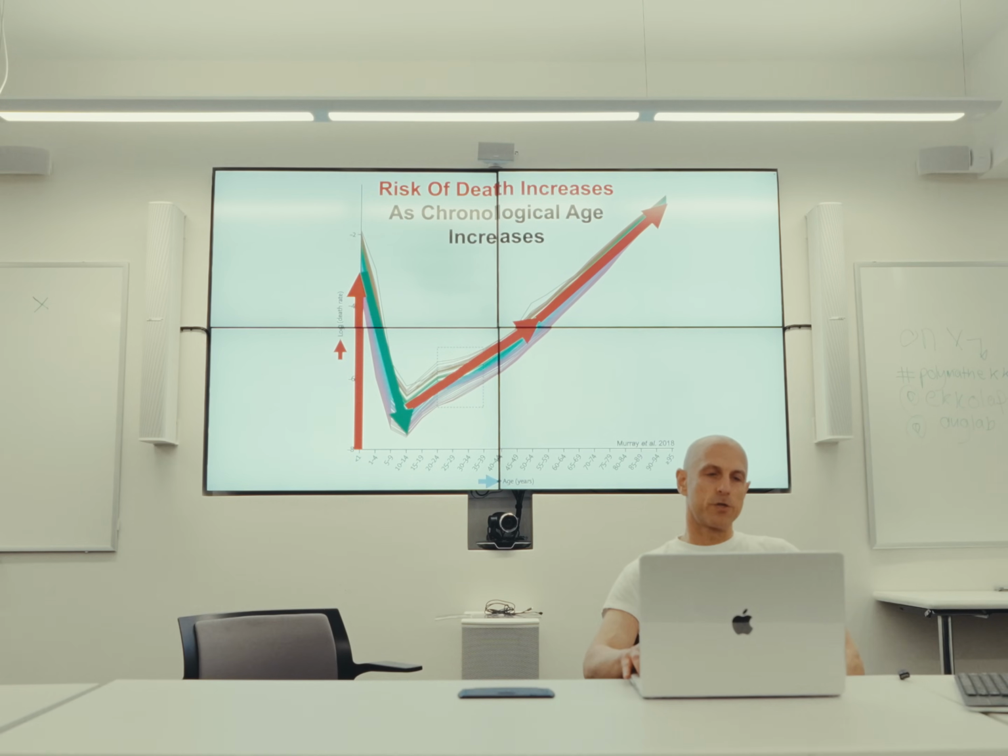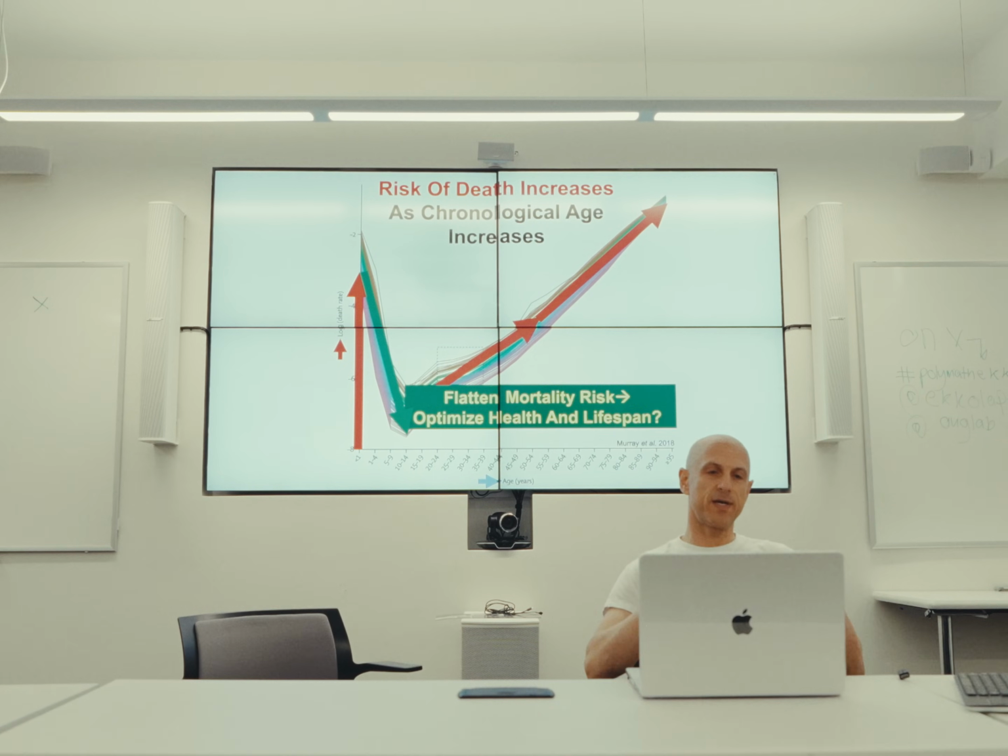So the big idea that I'm interested in is, what if we could flatten mortality risk? Instead of seeing that linear increase over time, what if we could flatten it and keep it relatively low for as long as we physically can? Could we optimize health and potentially lifespan in doing so? So then the big question is how?